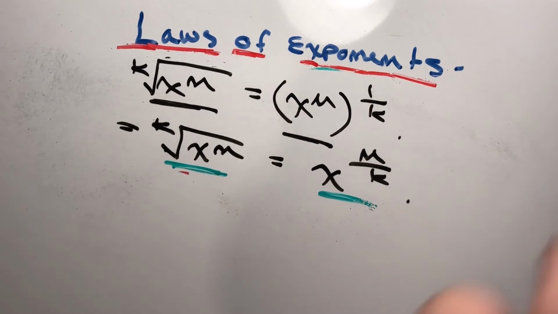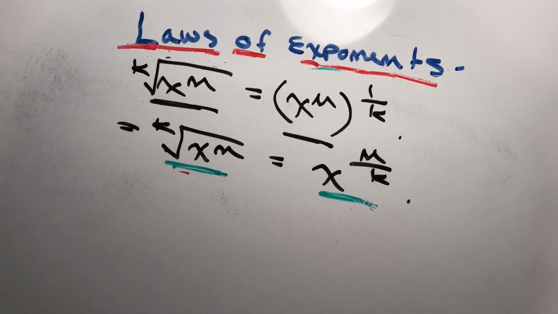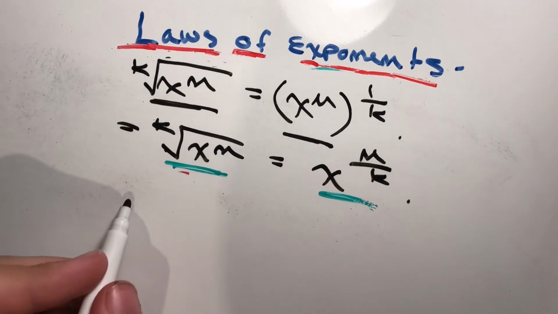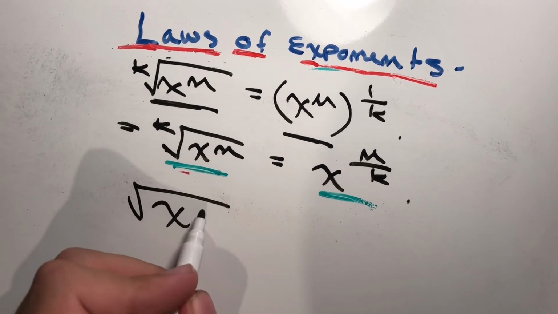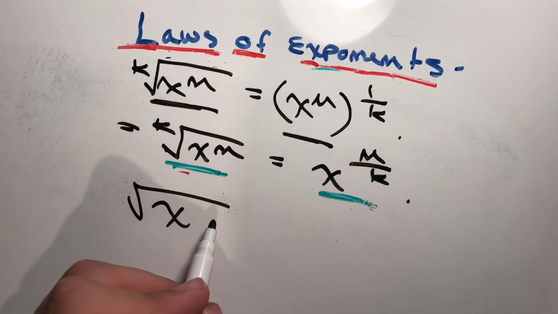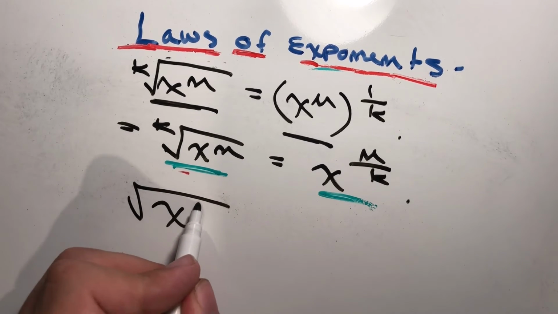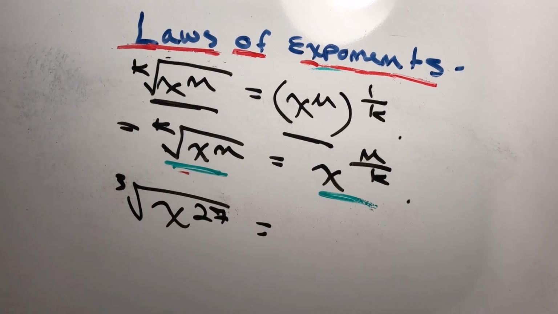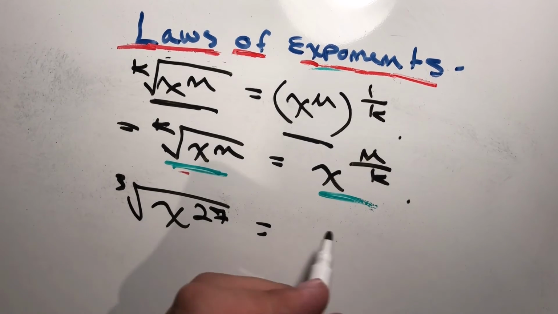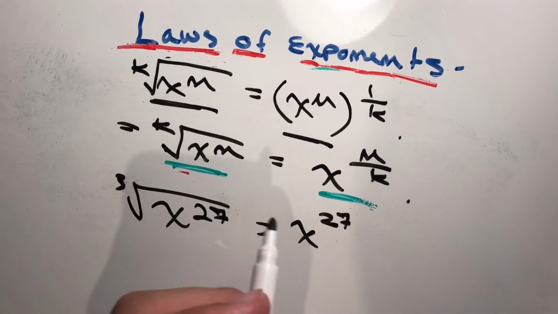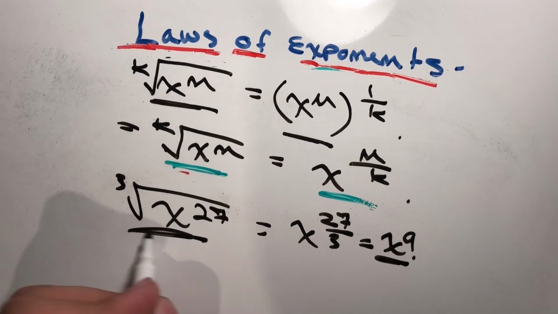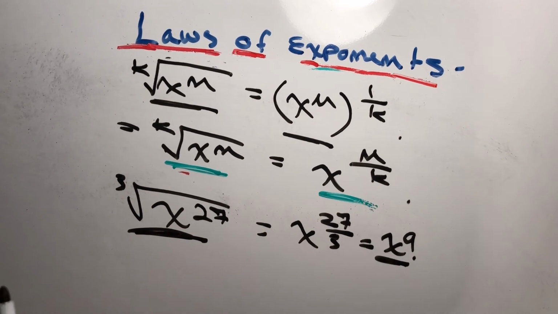We could also go in the inverse. You could be asked, for example, they give you some expression and want you to go in reverse: the third root of x to the 27th. This is just x to the 27th over 3, which is x to the 9th. That's quite a nice way to simplify this. That's the way to think about it.